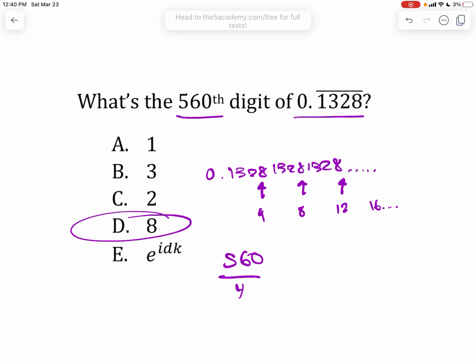Okay. Now let's say they had asked you, what about the 562nd digit? What would you do then? Because 562 is not divisible by 4. But if I know that the 560th digit is 8, that means that 561 is here, and 562 is going to be 3. Okay, so that's how you can solve that.